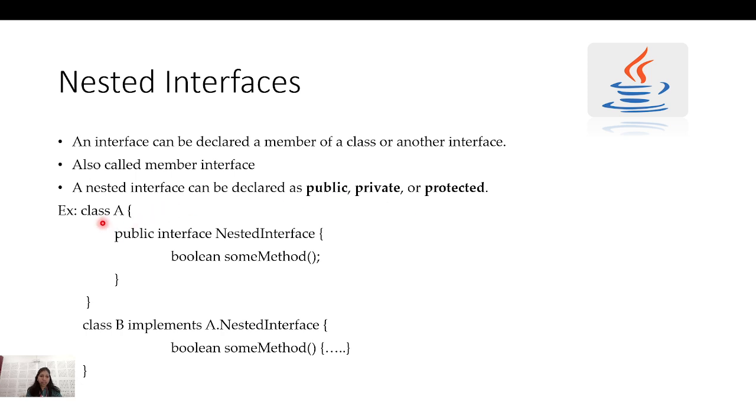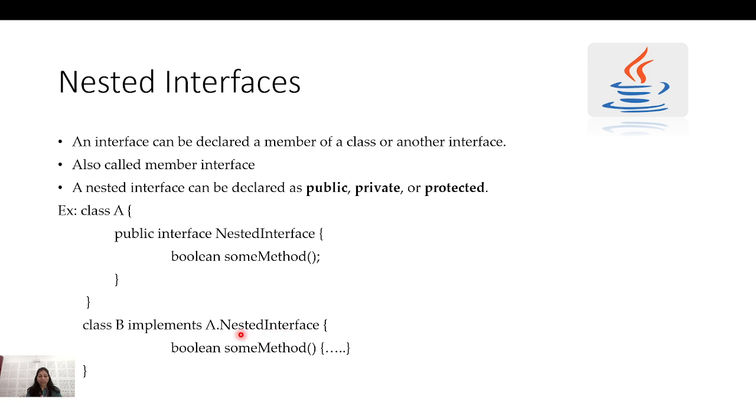For example, suppose I have a class A with a public nested interface, and I am directly giving the declaration inside that. In the nested interface, I have a boolean some method. Now suppose I have another class B, and I want to implement the nested interface in it. So how can I do that? Class B implements A.NestedInterface.